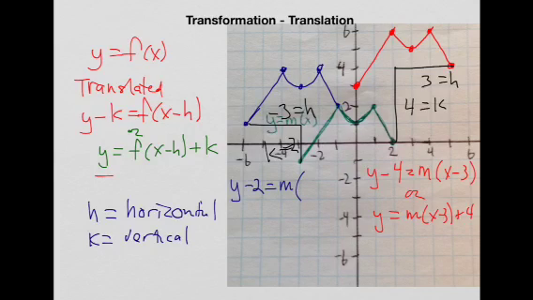When I look at my horizontal, x minus a negative 3, because I've moved to the left. This is where we get the plus for going left instead of the minus for going right, the opposite of what we think will happen. So again, we can write this as y equals m of x plus 3 plus 2.